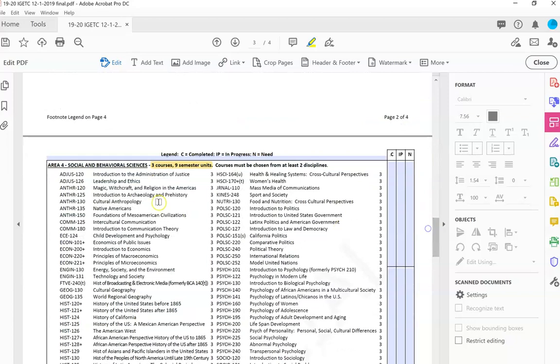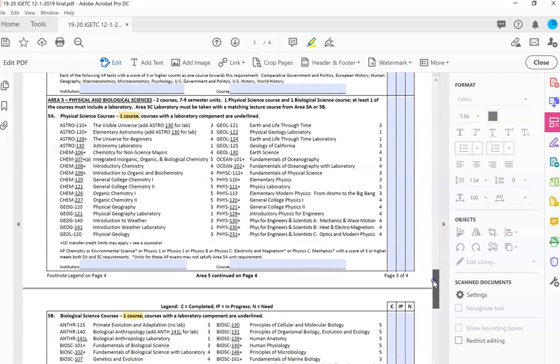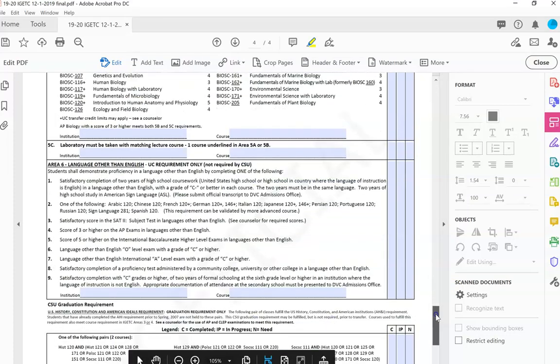Area 4, same thing, 3 courses. Remember, with the example of economics, those 2 economics courses already counted for 2 of them. So again, you only need 1 more there. Then we move into the sciences. You'll need 1 course from 5A, 1 course from 5B. One of those 2 courses needs to have a laboratory component with it. And then the final piece would just be the foreign language, which we talked about just a moment ago.